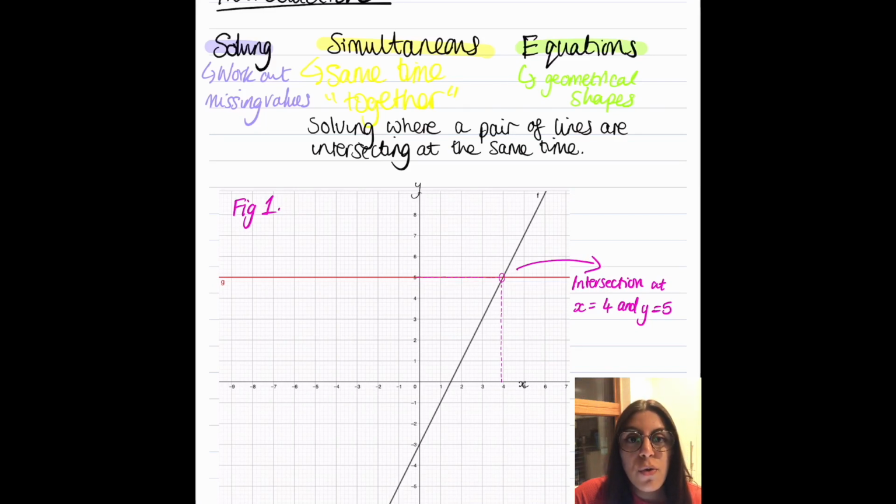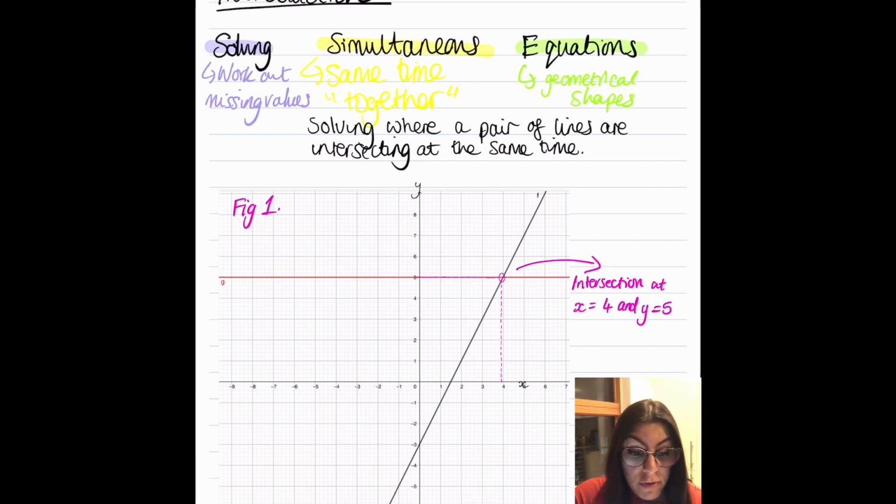Hi guys, so today we're going to be learning about solving simultaneous equations. It's a topic that comes up on GCSEs every year, and I think it's really important for you guys to have a proper understanding of what simultaneous equations are. So I've split it up into what the title actually means. So solving simultaneous equations, what does it actually mean?